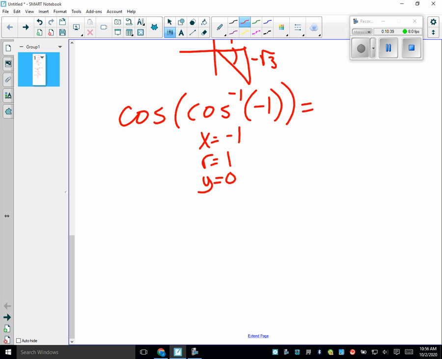So is this point here? Yeah. Is it? Yes. What is that point? Pi? So I want the cosine of pi? Can anybody tell me off the top of their head what the cosine of pi is?